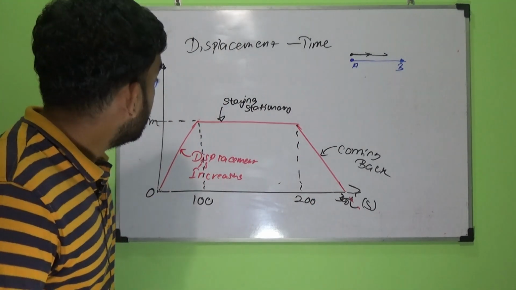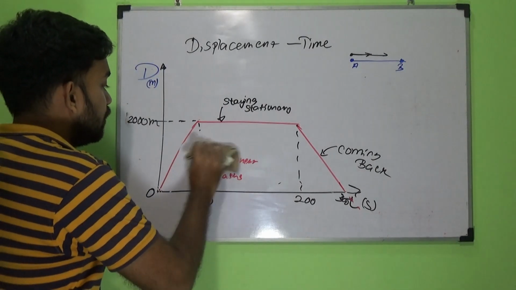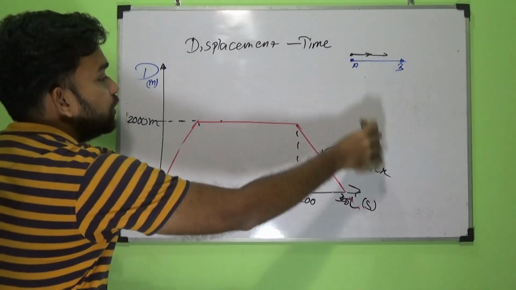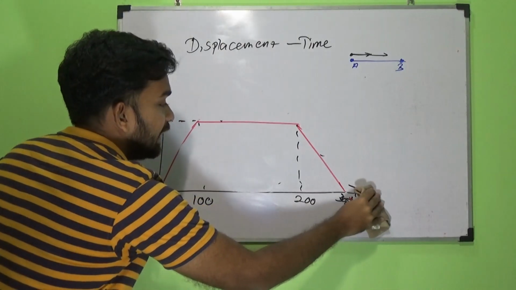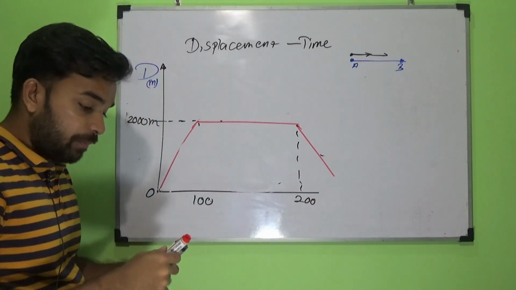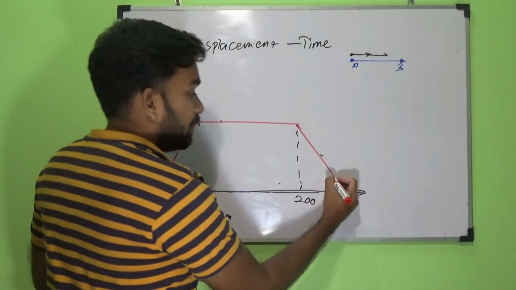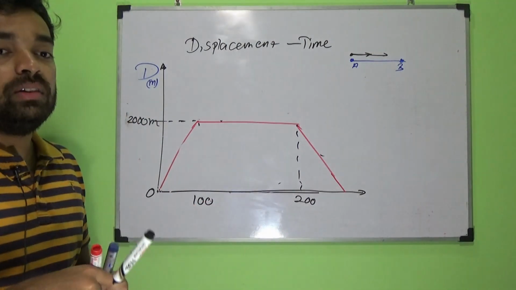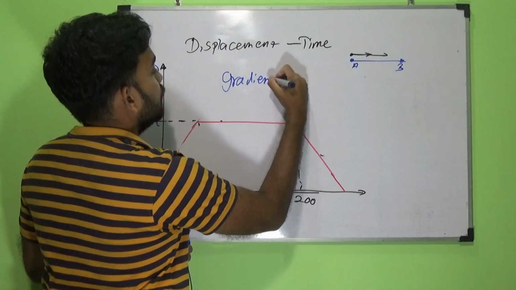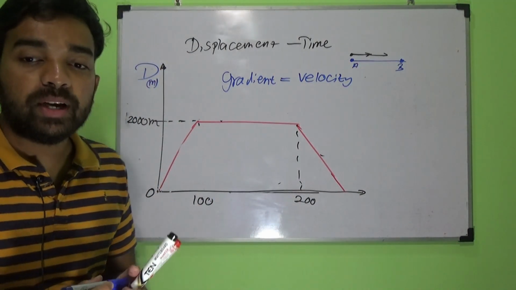Another thing, you can do a simple calculation from this graph. The calculation that you can do is from the gradient: you can find the velocity. In a displacement time graph, the most important thing is that from the gradient you get the velocity.